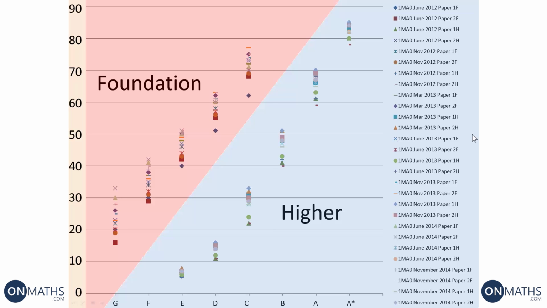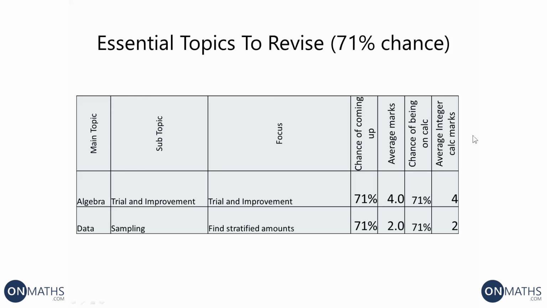The absolute essential topics to revise for Monday are these two: trial improvement and sampling. Just to explain what these columns are, these 71% here are the chance of them coming up on either paper, the non-calculator or the calculator, and these percentages here are specifically the calculator paper. So you can see every time trial improvement has come up and every time stratified sampling has come up, it's always been on the calculator paper. Combined, they're worth 6 marks.